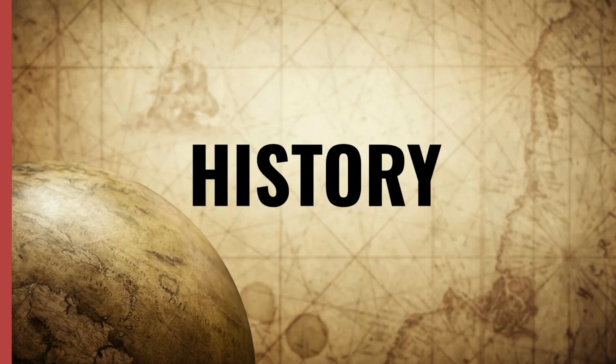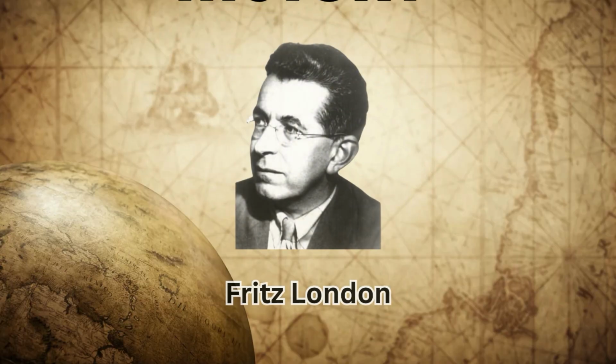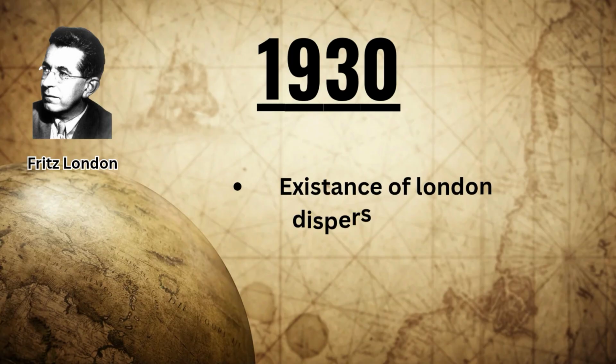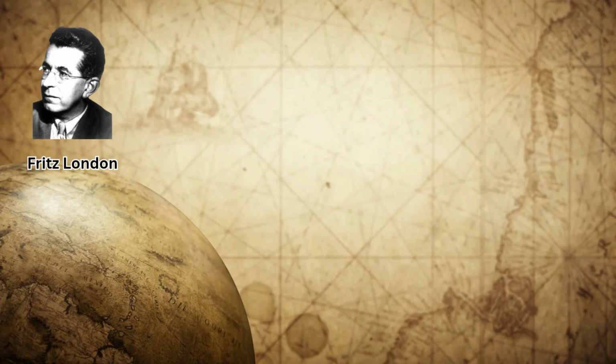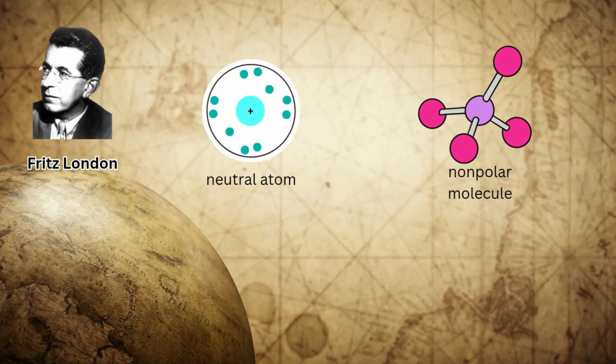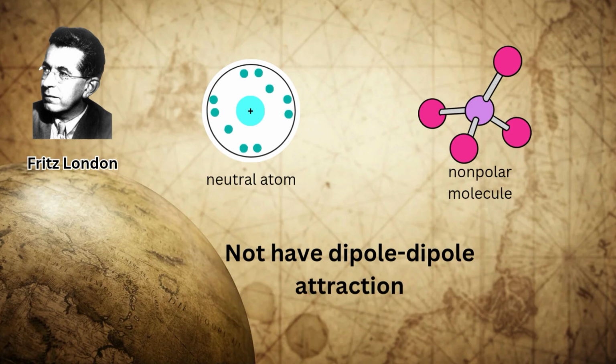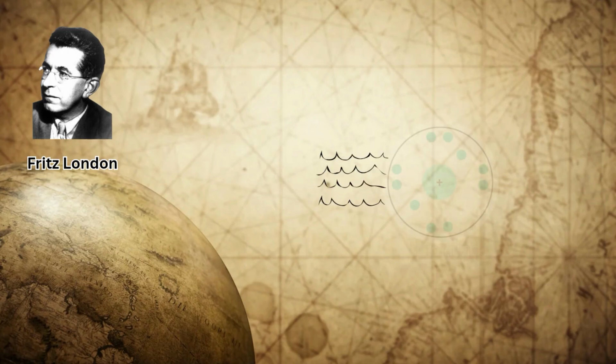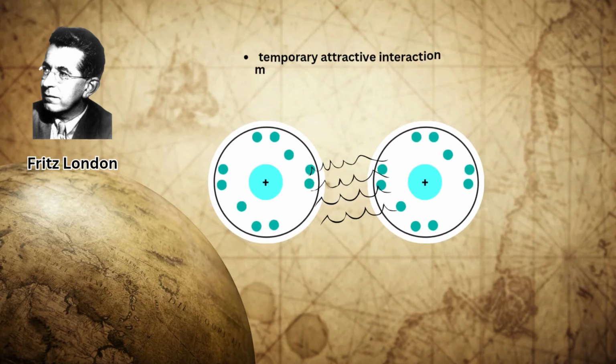Did you know that London Dispersion Forces were named after physicist Fritz London? In 1930, Fritz London proposed the existence of London Dispersion Forces. He said that neutral atoms or nonpolar molecules do not have dipole-dipole attraction because these particles do not have a permanent dipole. But these substances also become liquefied, and that means there must exist some kind of temporary attractive interaction between particles.